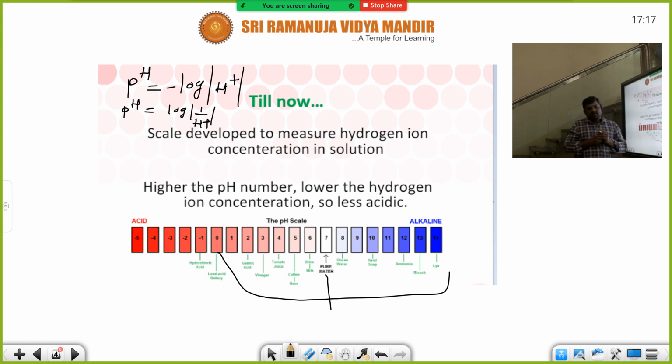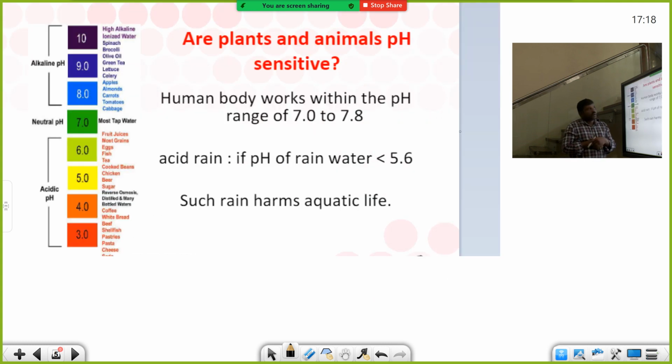What is the importance of pH value in our daily life? Plants and animals are pH sensitive. The human body works within the pH range of 7 to 7.8. Our saliva indicates a basic nature because it is more than 7. So saliva is basic in nature.